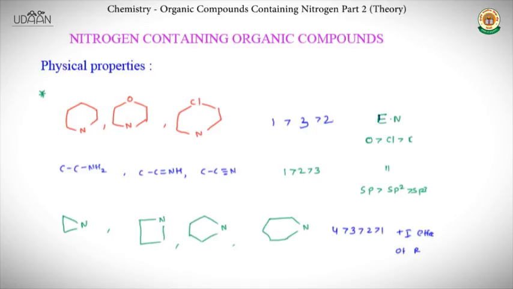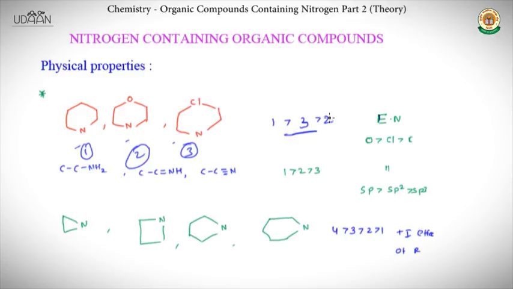Here are a few more examples regarding the basic nature of amines. Now you are given in the first example 3 compounds, and you are asked to arrange them in the order of their basic nature. Now if you observe, the order is 1 greater than 3 greater than 2. This is 3 and this is 2.